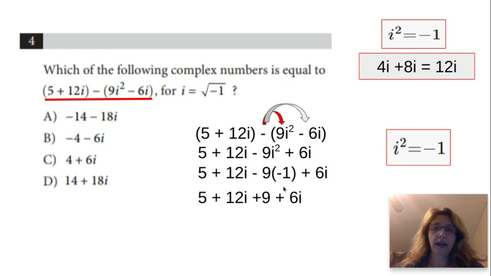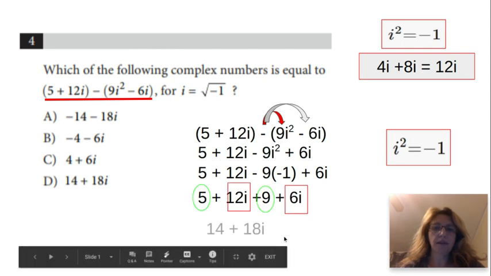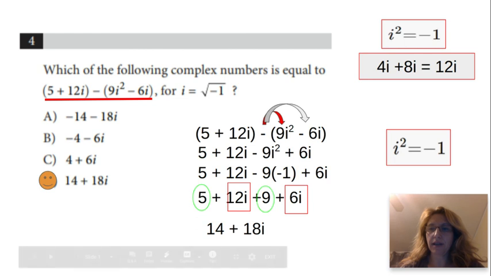At this point, I simply will combine like terms. That's all I'm doing. So the answer is 14 plus 18i, and I pick D as the correct answer. That's it.